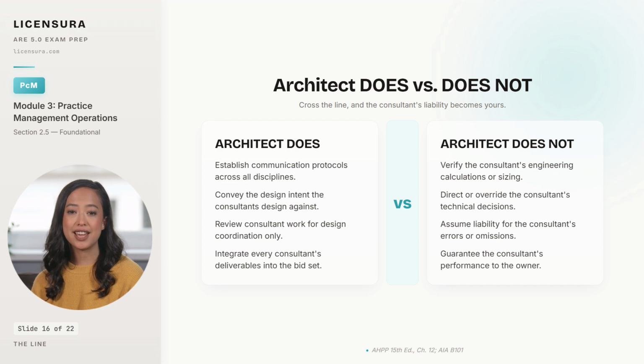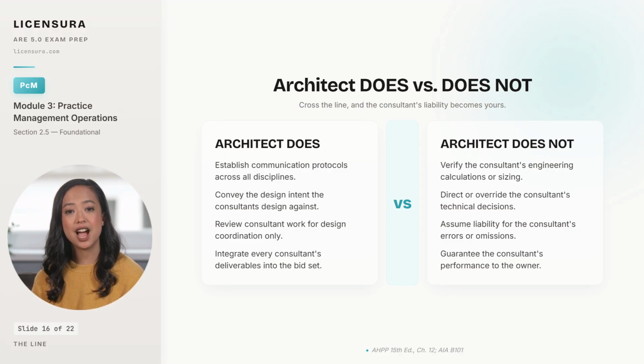On the right side, every item is something the architect must refuse to do, no matter how confident the request or how convenient the shortcut. The architect does not verify the consultant's engineering calculations. That is what the consultant's seal and professional liability insurance are for.